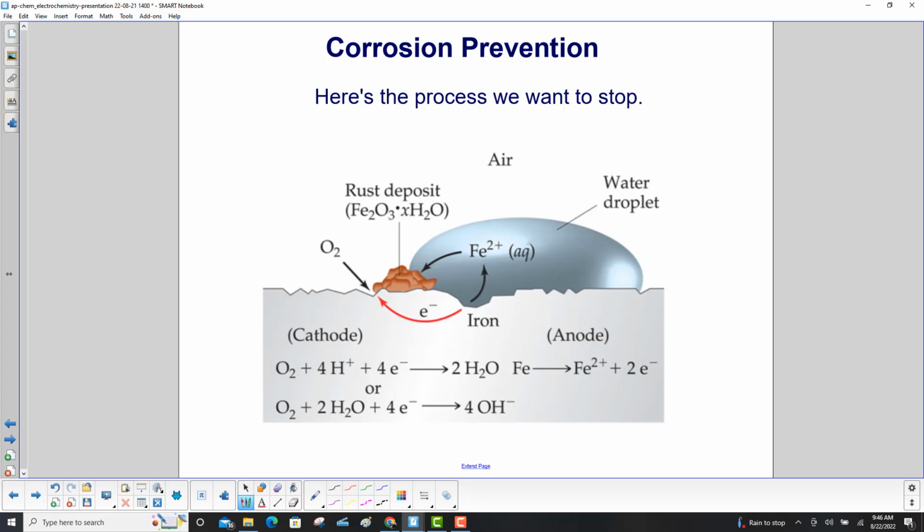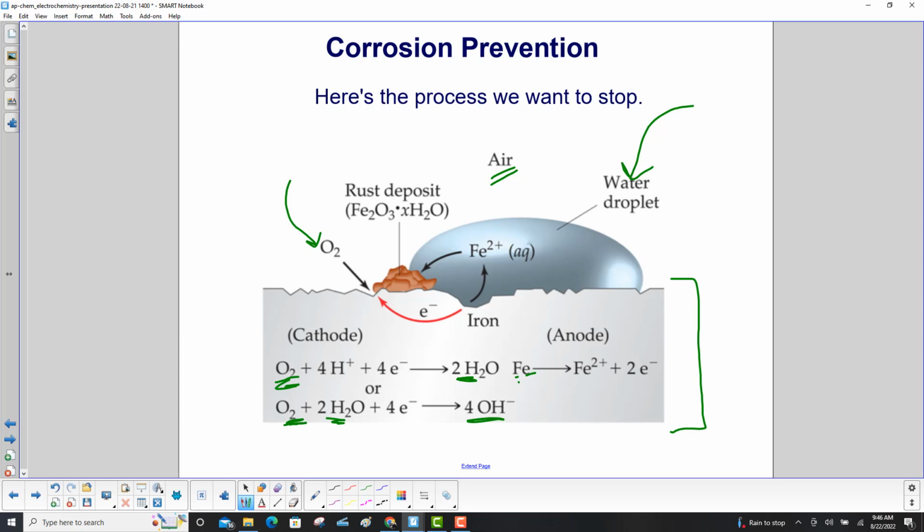Here's the process we want to stop. We have a block of iron, we have water falling on it, and it's in the air, so there's oxygen. What's happening is the oxygen is acting as a cathode. Oxygen is being reduced to water, or it can be this equation too, where you have oxygen plus water, and that gets reduced to the hydroxide ion. That means that iron is the anode, and it's being oxidized.